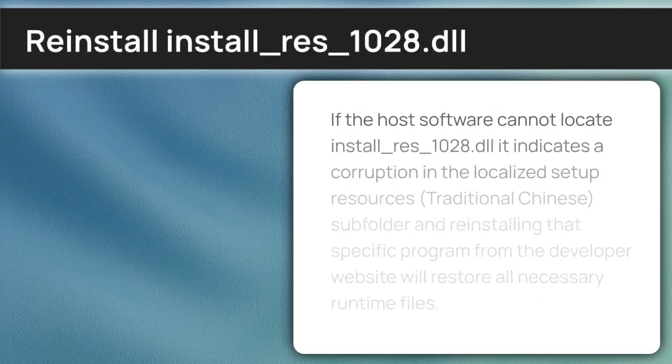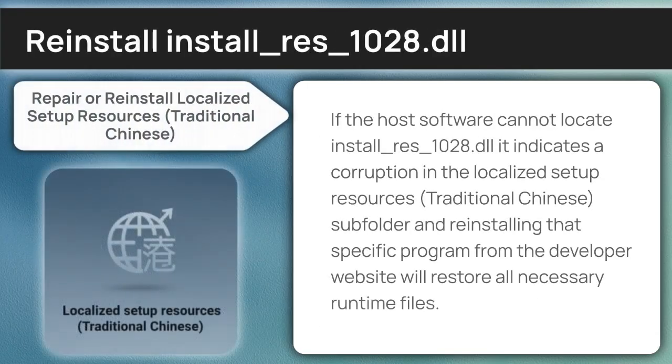If the host software cannot locate Install Resource 1028 DLL, it indicates a corruption in the localized setup resources, Traditional Chinese subfolder, and reinstalling that specific program from the developer website will restore all necessary runtime files.